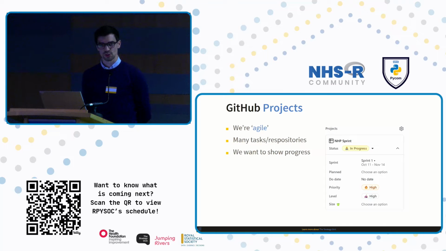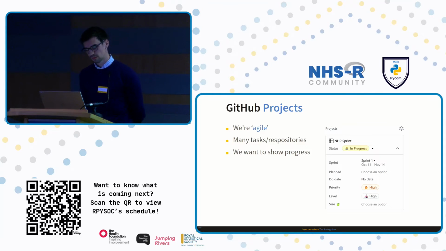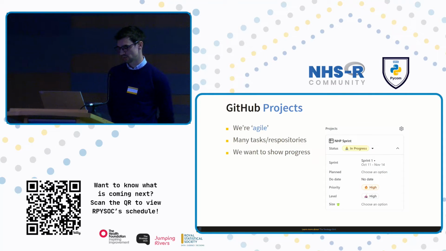And we also want to be able to show progress to people who are outside the team. What are we working on right now? What's coming next, et cetera. On the right-hand side here is just a little screenshot from inside an issue that's part of this wider project, which allows us, as you can see, to add additional labels in. So we have things like, when's it coming? When's it due? What's the priority?